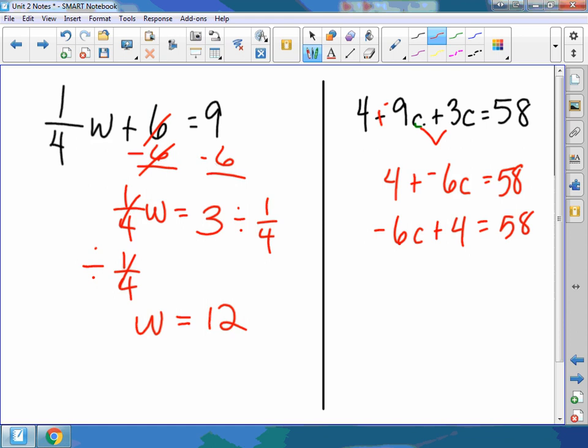What did anybody get for a value for C? What'd you get, John? Not 5 and 1/6. This one actually works out to be an integer. Gina? -9 is what it would be. Let's look at it quickly. Inverse of adding 4 is taking 4 away. So now I have -6C is 54. Then what, Brock? Divide by -6. There you go. Good. C is -9.